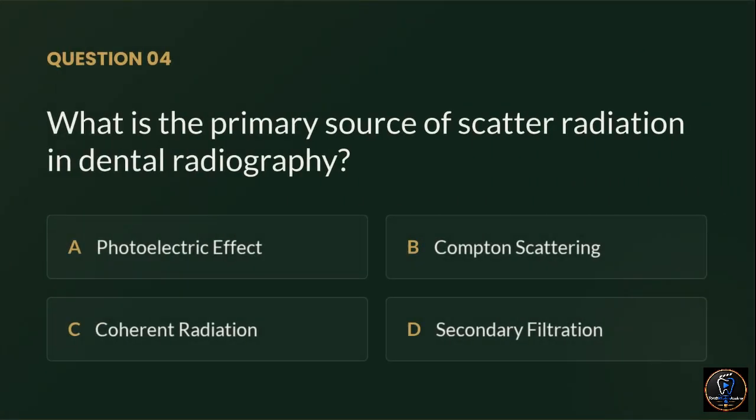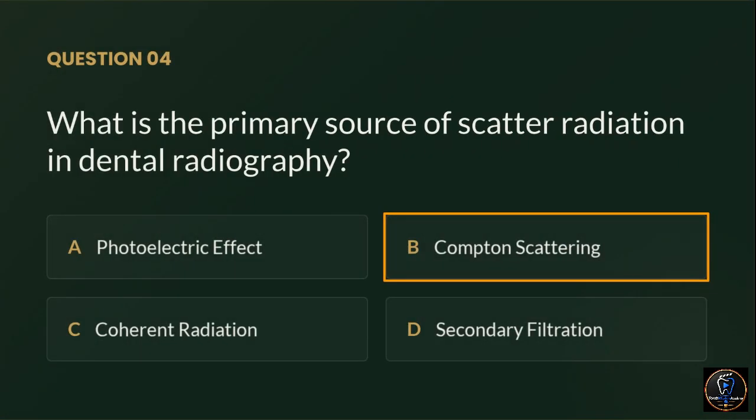Question 4. What is the primary source of scatter radiation in dental radiography? Compton scattering is the primary source of scatter radiation in dental diagnostic imaging.